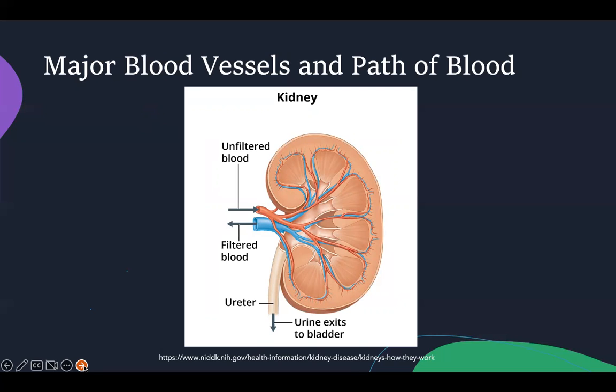The interlobar arteries branch off into arcuate arteries, cortical radiate arteries, and finally into afferent arterioles. From here, the blood goes to the efferent arterioles, capillary beds, and is returned to the vena cava.